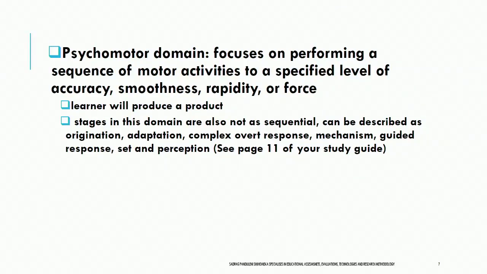The last domain is what we call the psychomotor domain, which mainly focuses on performing a sequence of motor activities to a specified level of accuracy, smoothness, rapidity, or force. In this case, learners will be expected to produce a product. And that product, don't say it will be a glass of water or a bread. It can be any product that you expect your learners to produce at the end of the day.